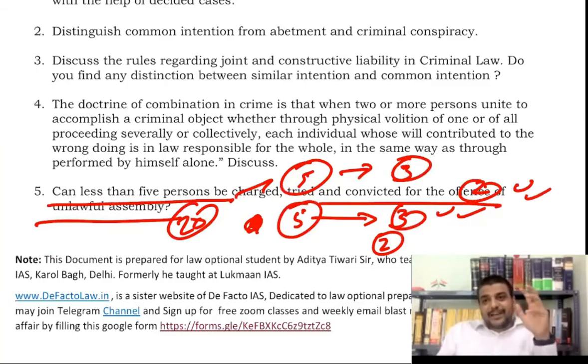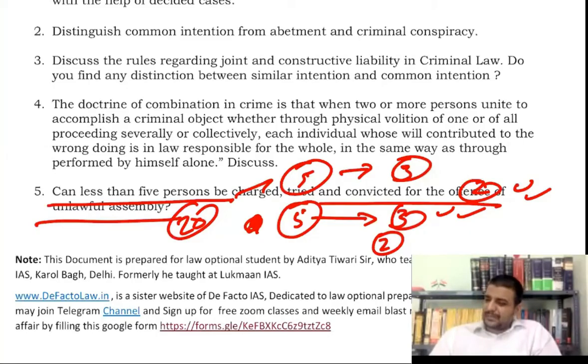So when we say that 5 are required, it means that at the time of the commission of the act, 5 or more were there. How many of them got convicted, how many of them got acquitted or could not be apprehended is immaterial. So that is the one concept you should always remember regarding section 149. Do I make myself clear? Yes, everyone? Very, very simple concept.